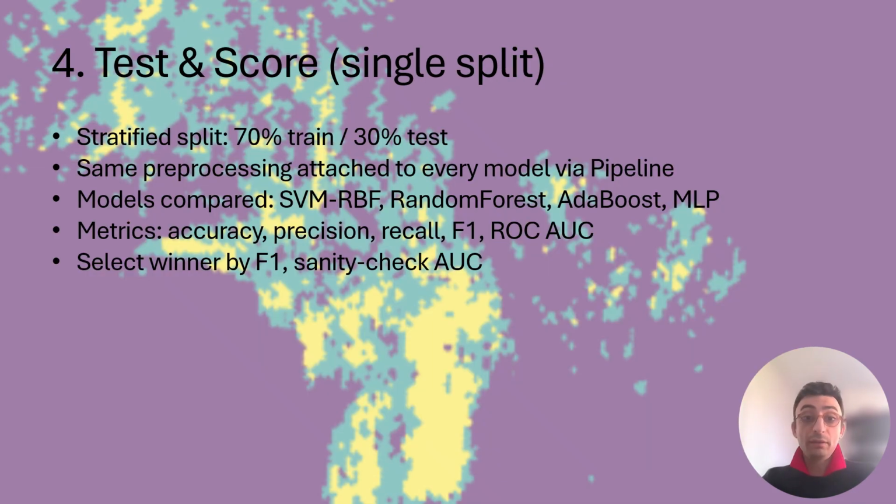So I benchmark 4 learners on a stratified split using the identical preprocessing block. I rank by F1 to balance precision and recall, then confirm AUC is strong, and finally the top model moves forward.